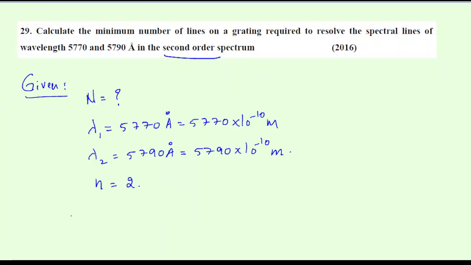The formula goes like this. Number of lines in the grating is equal to 1 by n, which is order, lambda divided by d lambda. This lambda here is the mean wavelength, that is lambda 1 plus lambda 2 divided by 2, okay? And this d lambda is the difference between the two wavelengths, that is lambda 2 minus lambda 1.